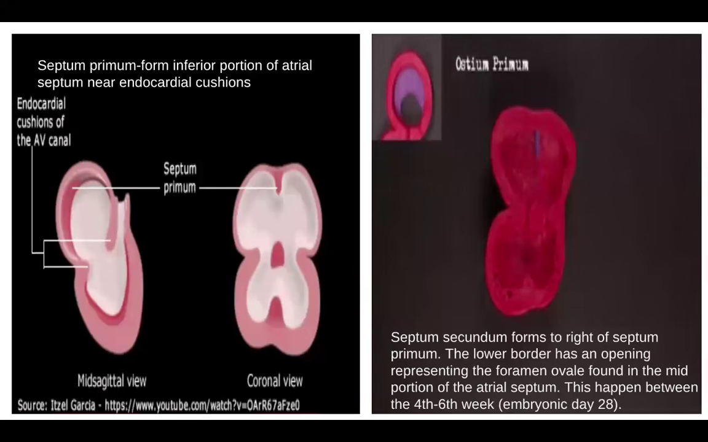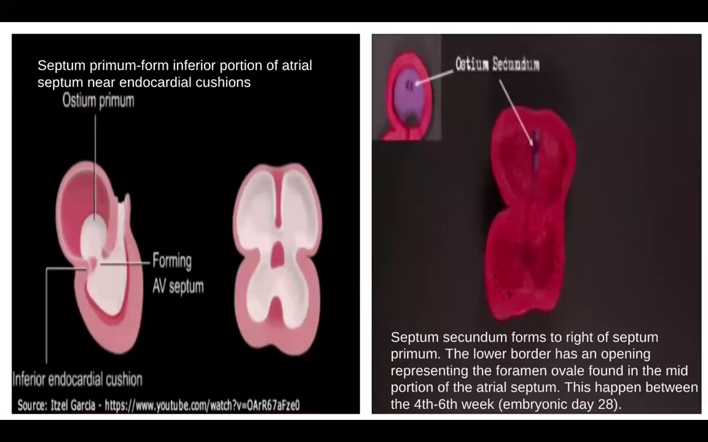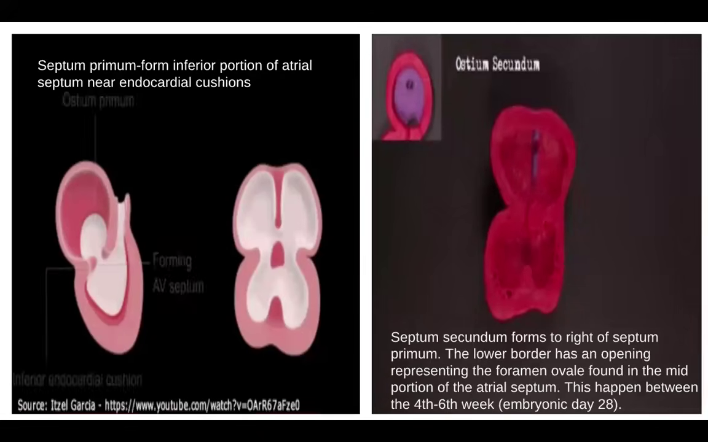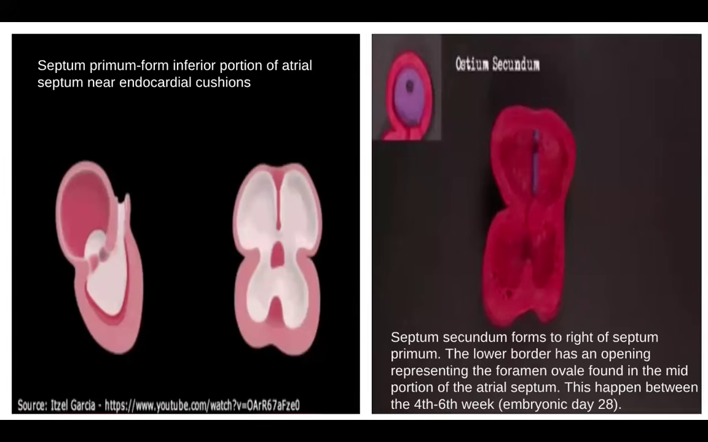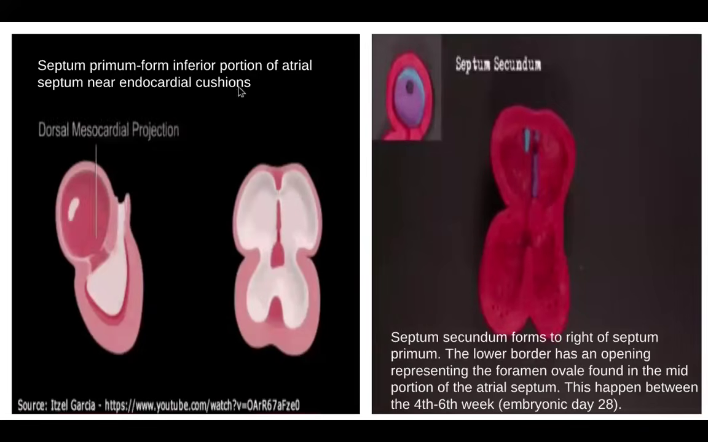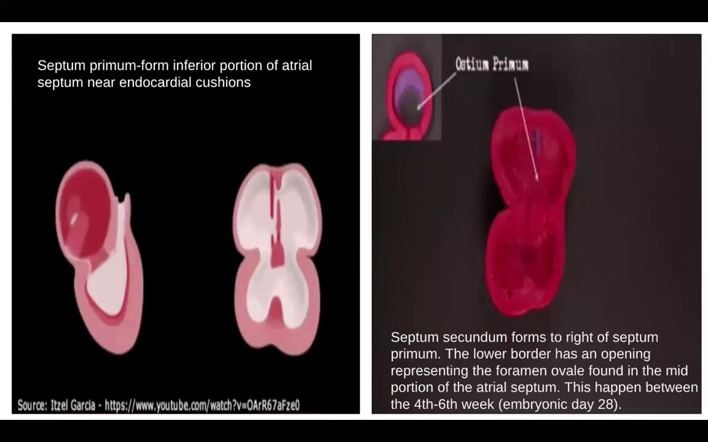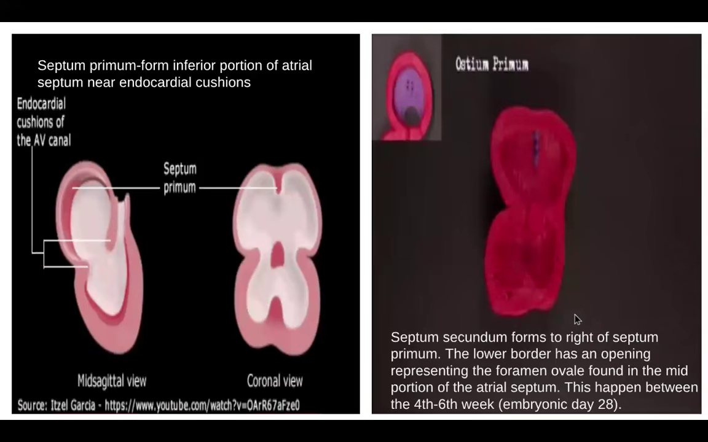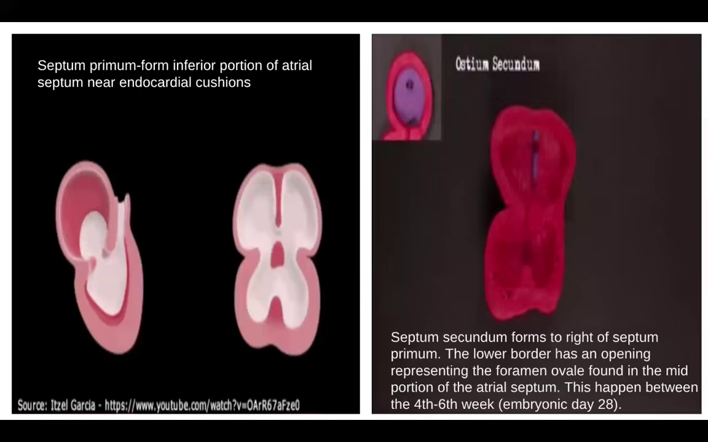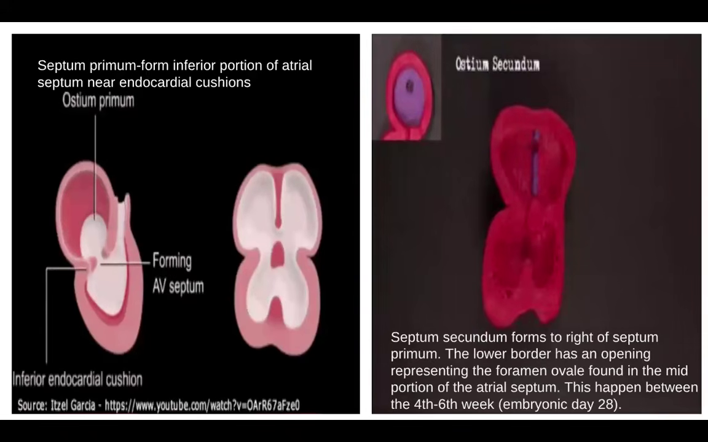Okay. Now, another thing that the endocardials, which we saw already, is creating the walls there in the house. Now, starting with the septum primum, that's the inferior portion of the atrial septum near the endocardial cushion. And then you can see here with the septum secundum that forms to the right of the primum, as you see here in the video.